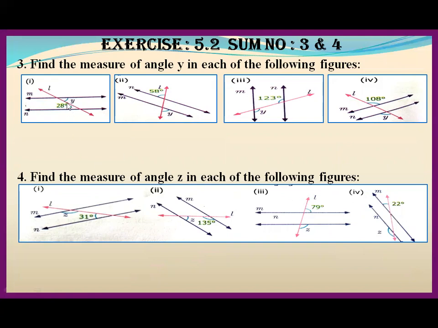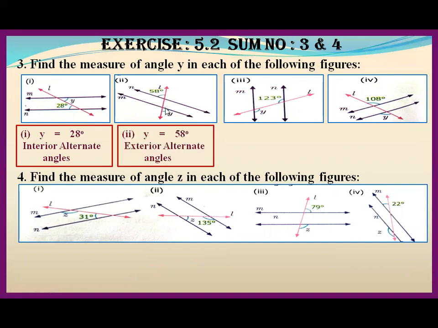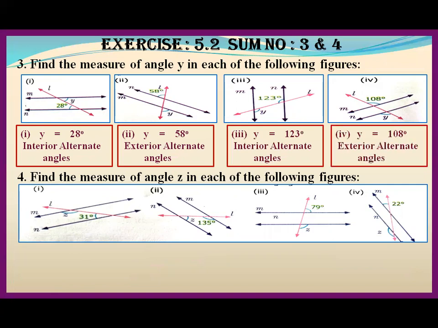So here you can see they are on the opposite side of the transversal and they are interior. So they are called interior alternate angles. And if M and N are parallel lines, they are also congruent or equal. So Y is equal to 28 degrees, interior alternate angles. Second one, they are exterior and they are also on opposite sides of the transversal. So they are exterior alternate angles. So Y is equal to 58. Again, third one, Y is equal to 123 because they are interior alternate angles. And fourth one, Y is equal to 108 because they are exterior alternate angles.